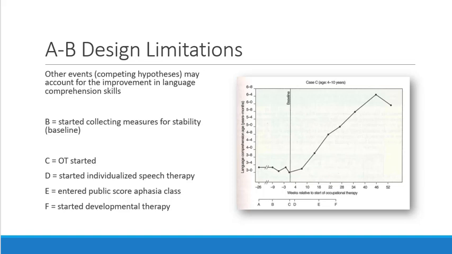Now, to strengthen the control of this design, we would probably want to try to limit other things. So, for example, if we think about the medication example, making sure that there's nothing else that individual is starting at that point in time other than the medication.